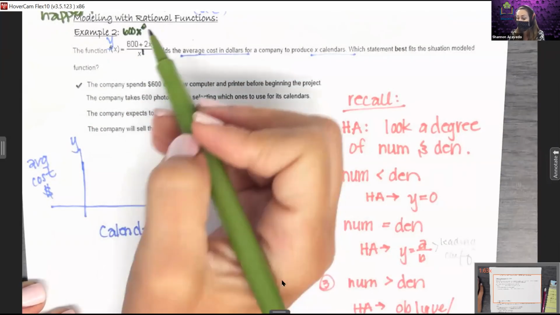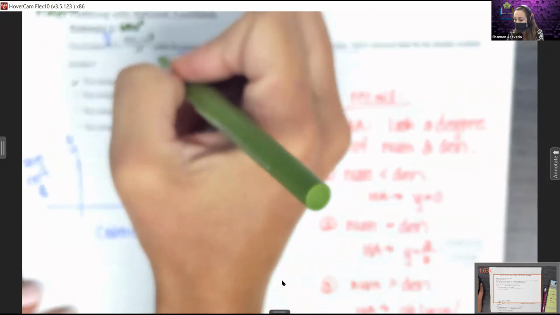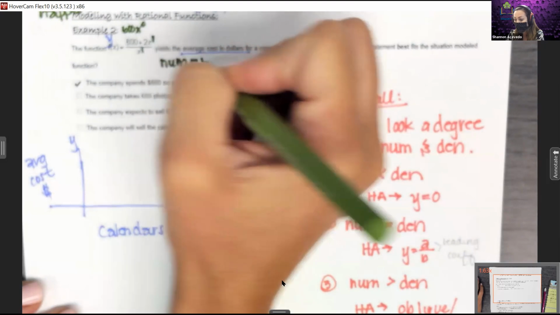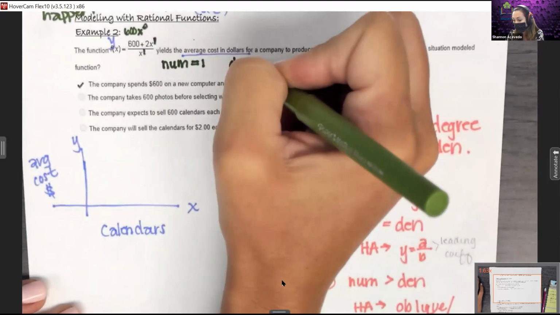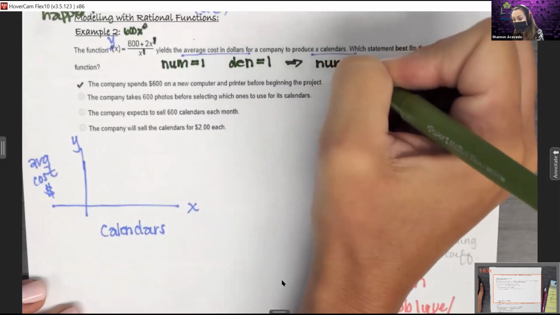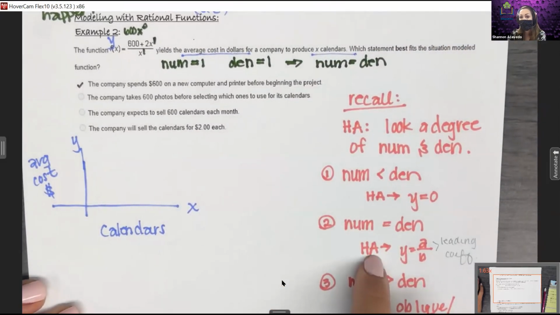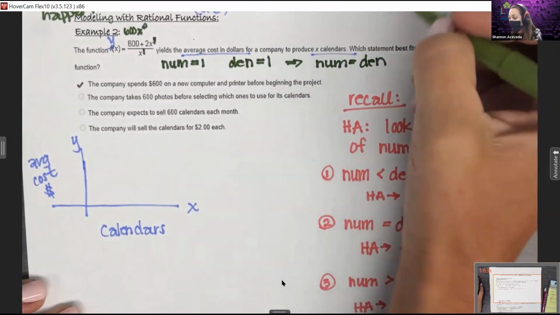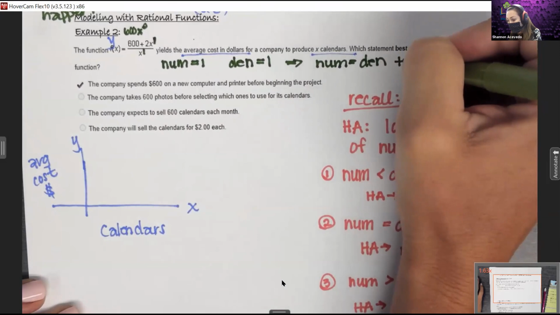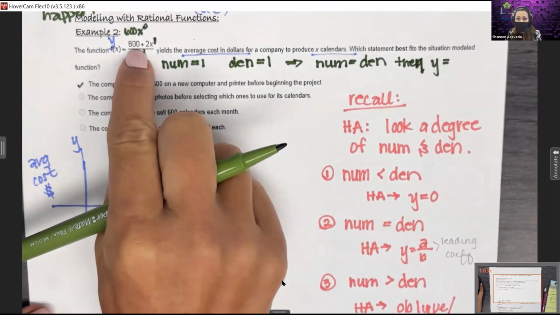So the highest degree is a 1 in the numerator and a 1 for the denominator. The degree of the numerator is equal to 1. The degree of my denominator is equal to 1. So the degree of my numerator is equal to my denominator. And if that's the case, then if I want to know what my horizontal asymptote is, y is equal to a over b. These are the coefficients. When I say leading coefficients, it's the coefficients of that highest degree. This is not written in standard form.